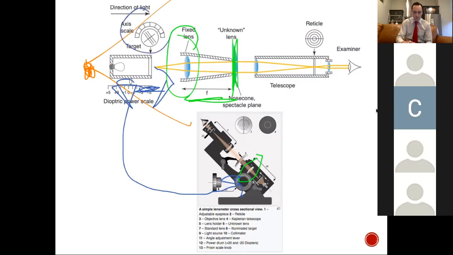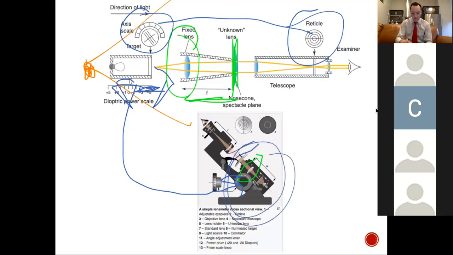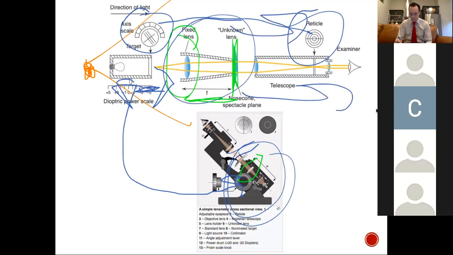And what we're doing, in effect, is we want to make sure the reticule, which is located within the Keplerian telescope, is in line with our target here, okay? And then we're able to eventually have parallel rays of light, which are leaving the columnar area down here, okay? They go through the telescope, and we're able to determine the prescription, okay? And again, we are actually neutralizing the spectacle, okay?